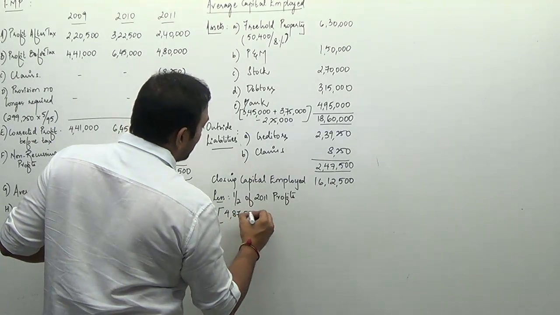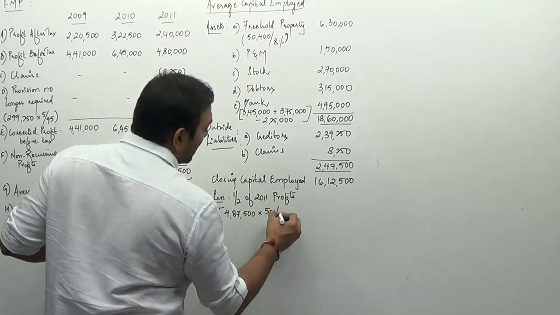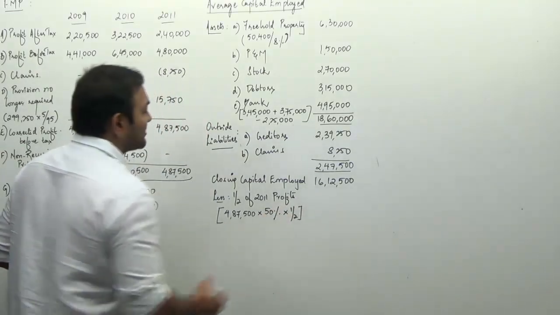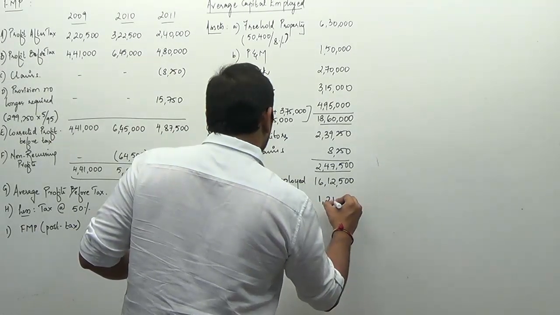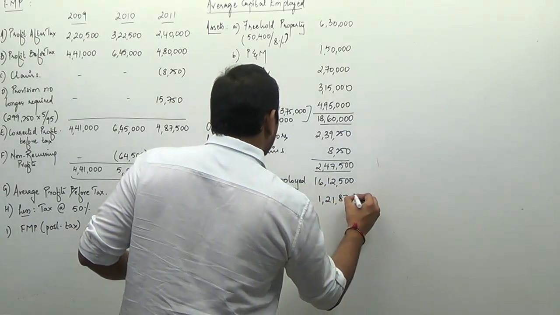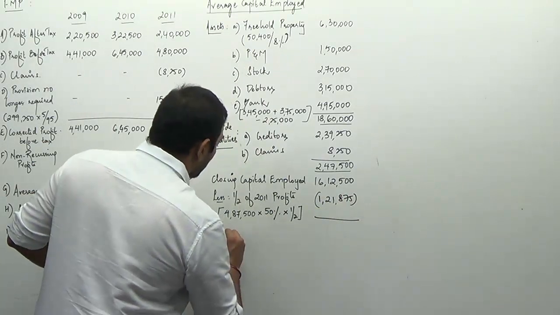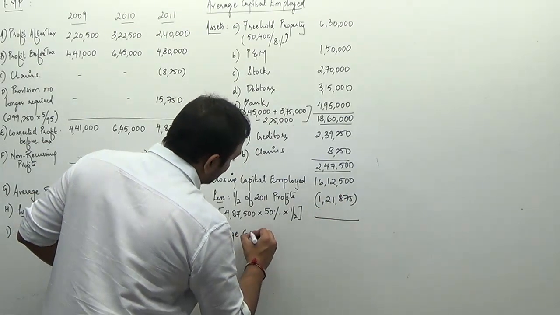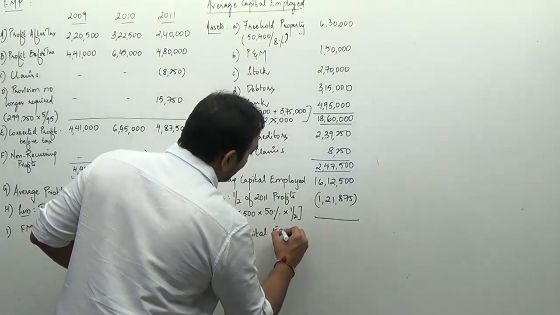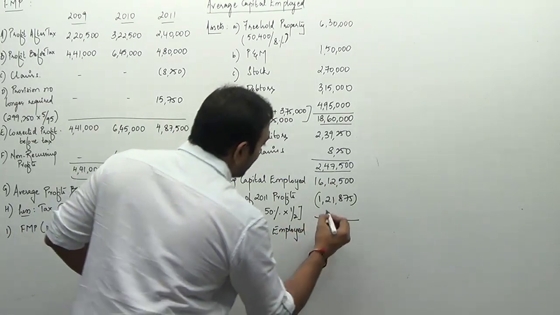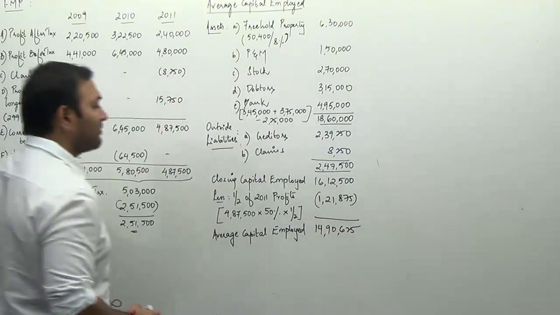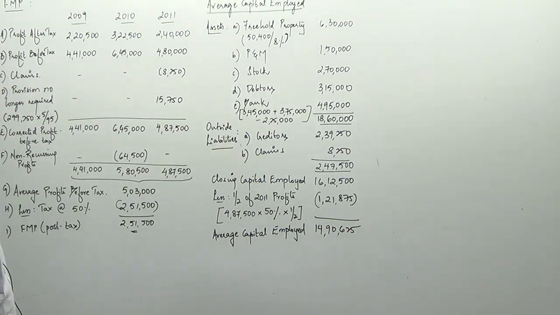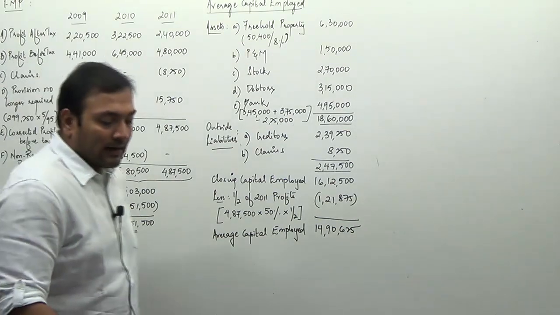4,87,500 into 50% after tax, into 1 by 2, half of current year profits. That is nothing but 1 by 4, 1,21,875. Average capital employed is 14,96,25.